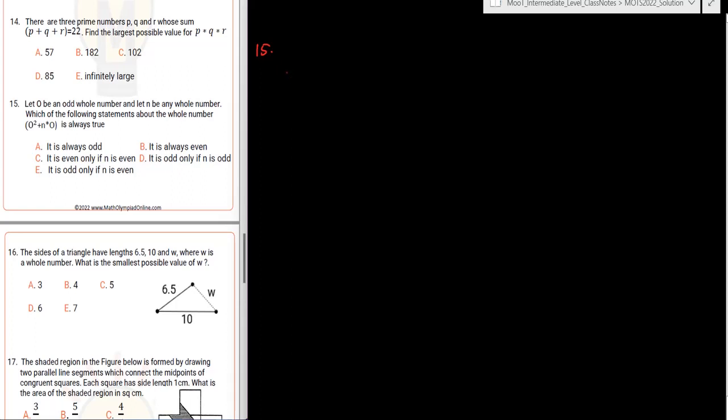Let O be an odd whole number and let N be any whole number. Which of the following statements about the whole number O square plus N times O is always true? Okay, so O is an odd number. What happens when you square an odd number? Odd into odd is also going to be an odd number, isn't it? You can take an example and try it out. 5 times 5 is 25, which is also an odd number. So this is odd for sure.